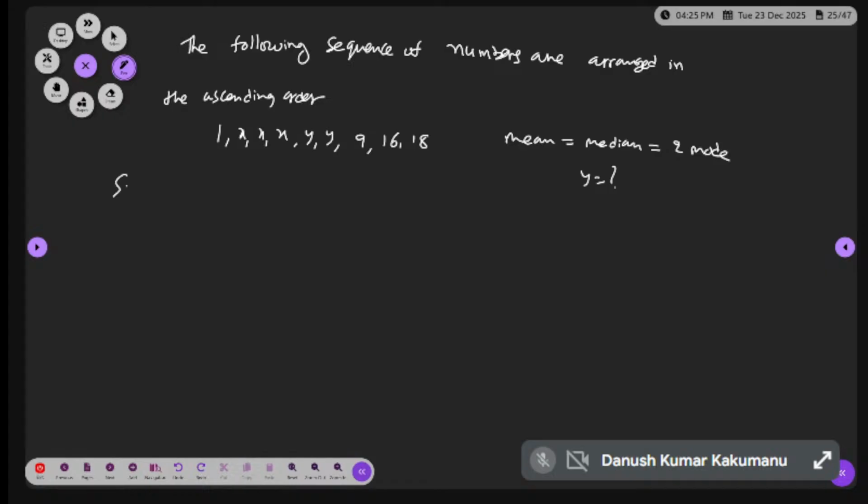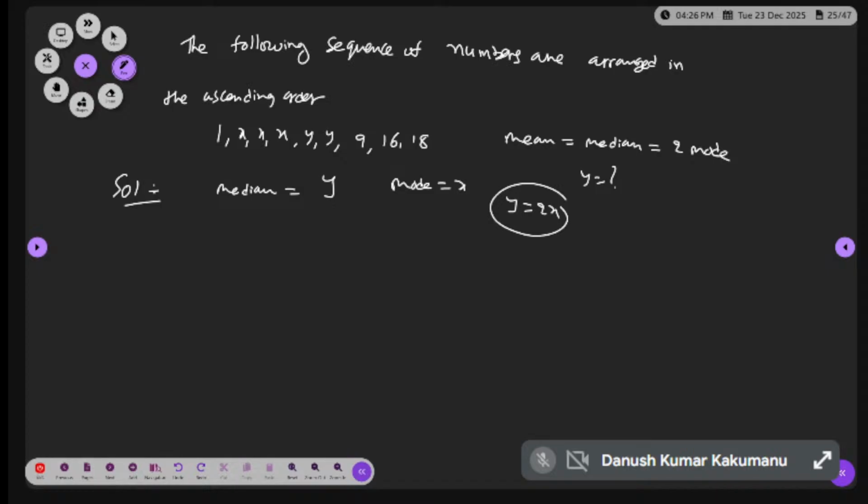Solution. What is the median of this? They are all already arranged in ascending order. The median is y. What is the mode? Mode is x, the most frequently repeated. Mode is x, median is y. You are all understanding? Coming to next, what other data is given? Median is equal to y is equal to 2x. So y is equal to 2x.